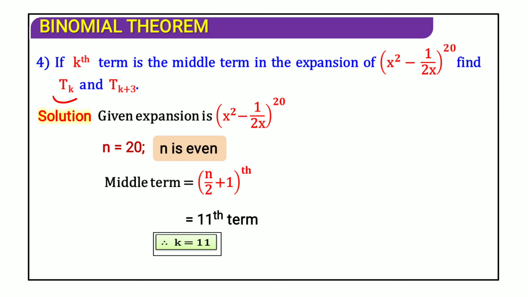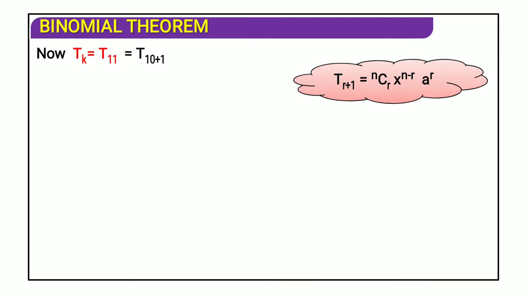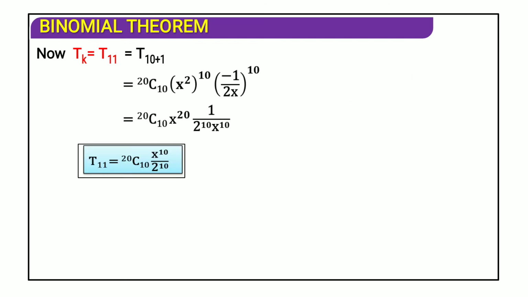We have to calculate T11 as well as T14. T11 is T10 plus 1, so r is 10. The value of n we are already provided, n equal to 20. Just calculate it by simple calculation.